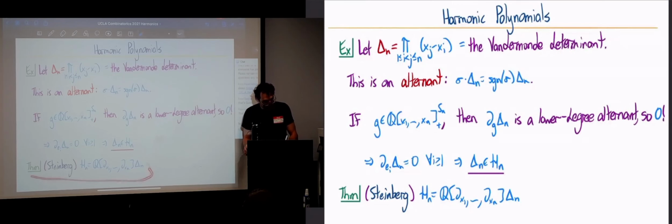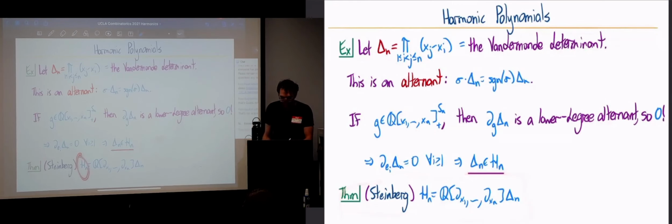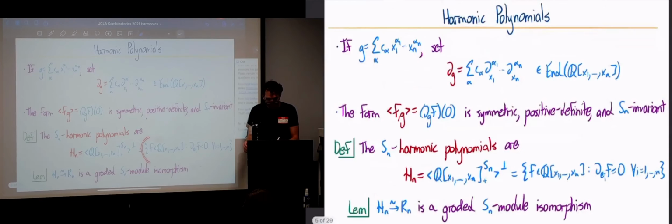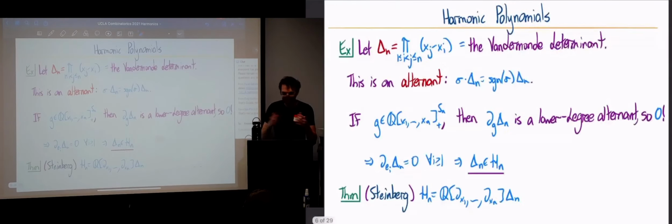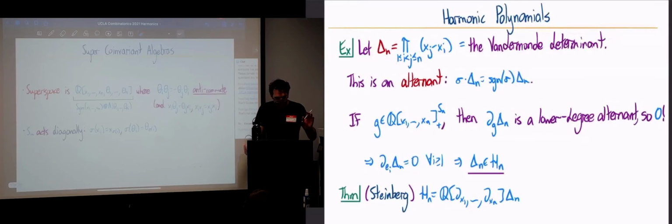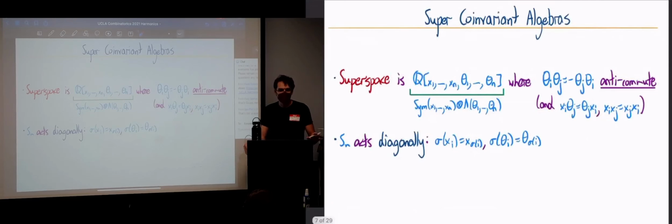And in fact, Steinberg showed that the harmonics are obtained from the Vandermonde by applying partial differential operators in all possible ways. And the definition of harmonics is actually closed under applying partial differential operators. This basically just comes from the fact that the ideal is closed under multiplying. So the complement is closed under the partial differentiation, so that there's an adjoint thing going on there. Okay, so that's the little classical intro.